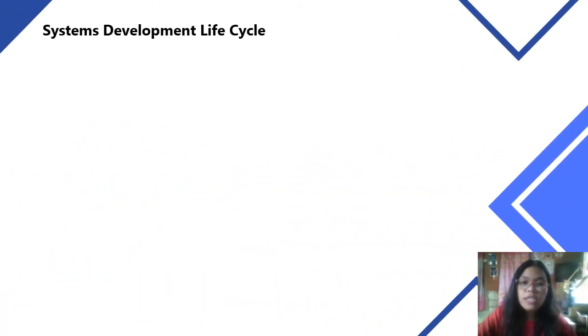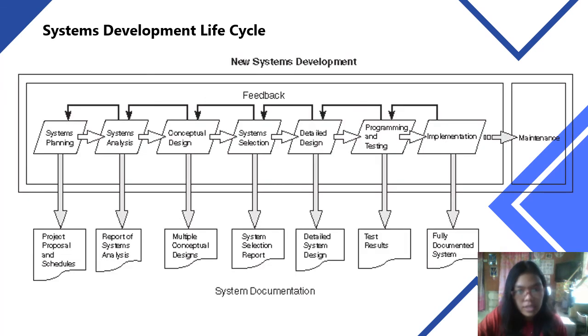Good day, everyone. As a review, the SDLC, or the Systems Development Life Cycle, is an 8-phase process consisting of 2 major stages: the new systems development and the maintenance. So the first 7 phases of the SDLC describe the activities that all new systems should undergo, starting from the systems planning, systems analysis, conceptual design, system selection, detailed design, programming and testing, and implementation.